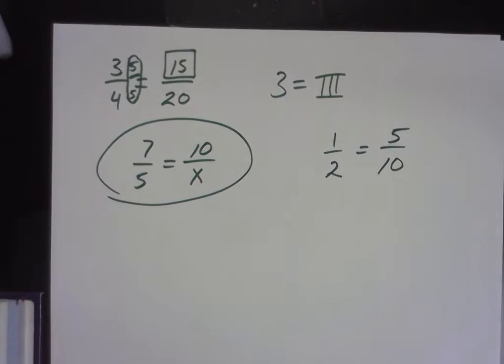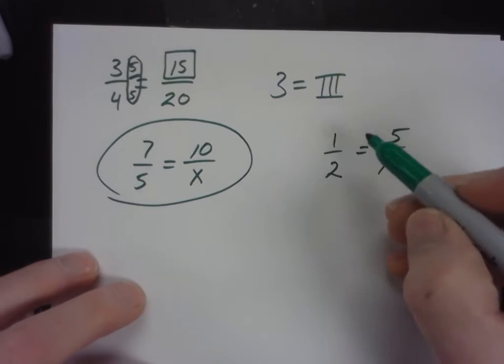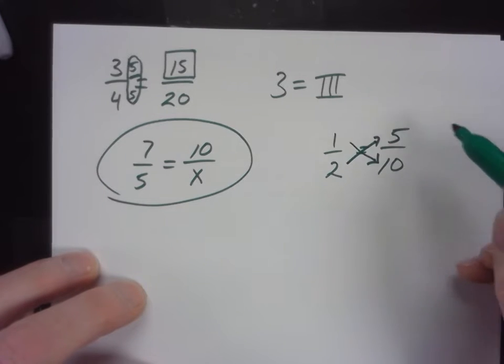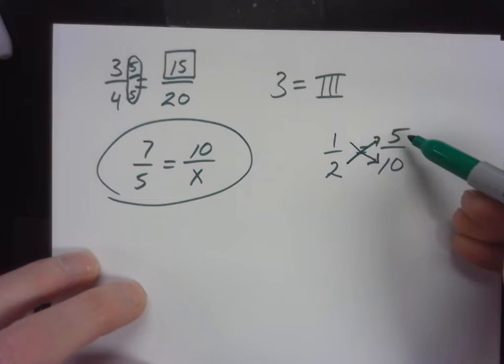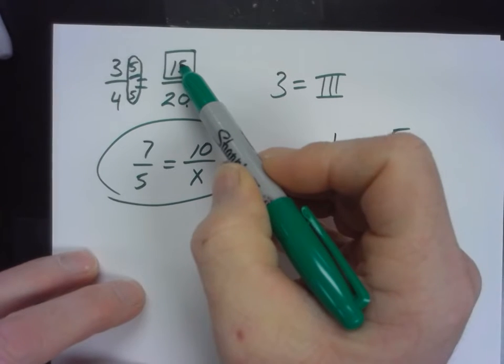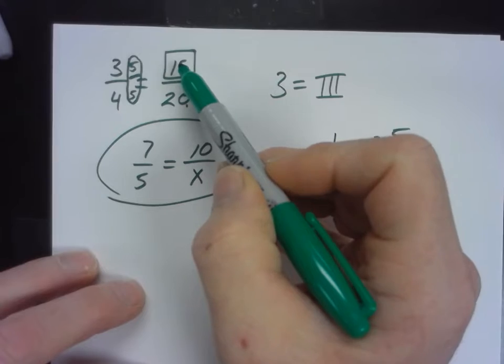That true? Okay. In every proportion, if it's a true proportion, when you cross multiply, you guys remember you get the same number. So 1 times 10, 2 times 5, 3 times 20, that's 60. 4 times 15, that's 60. Okay? That's always going to happen.